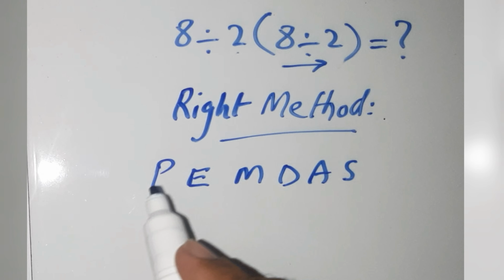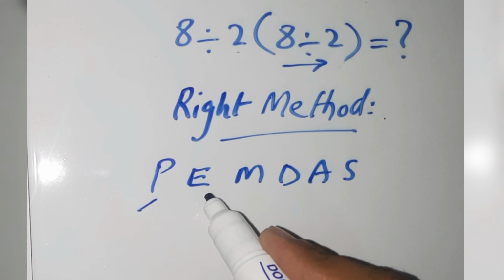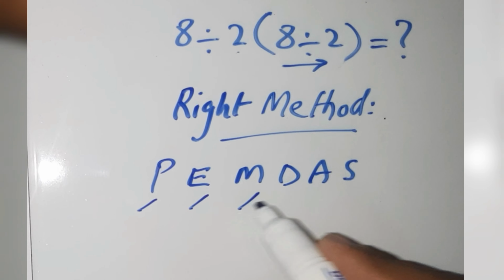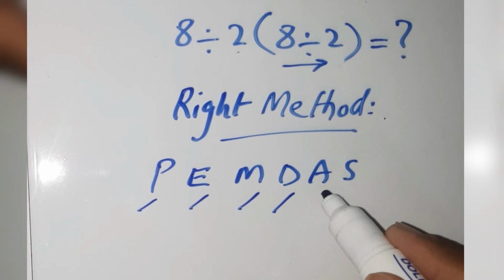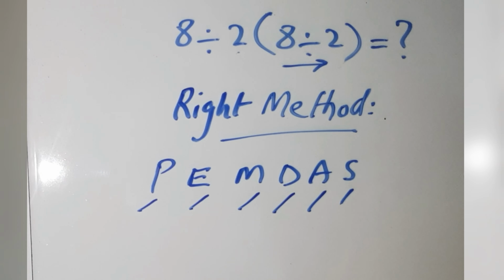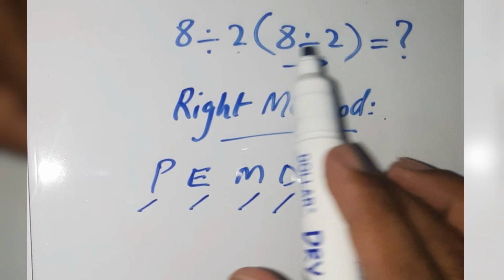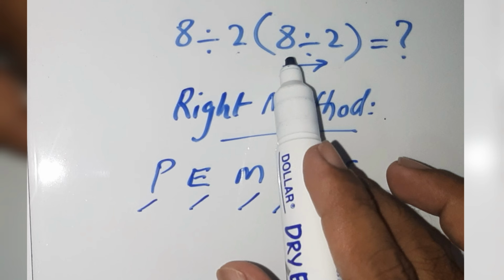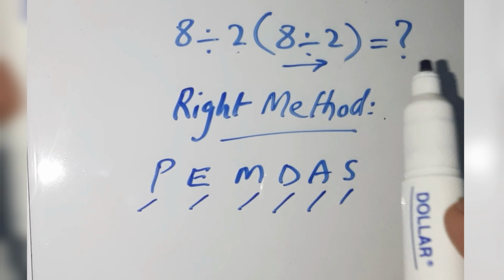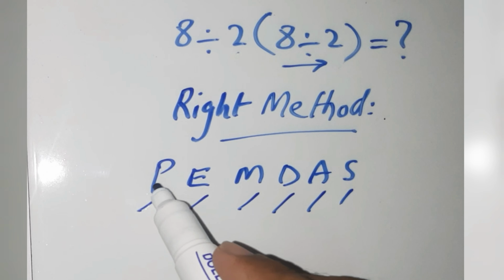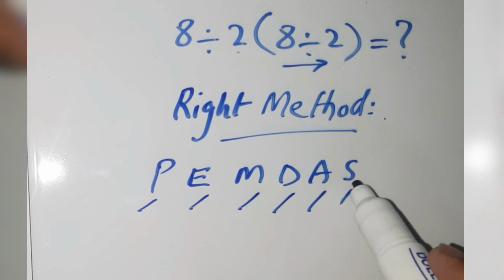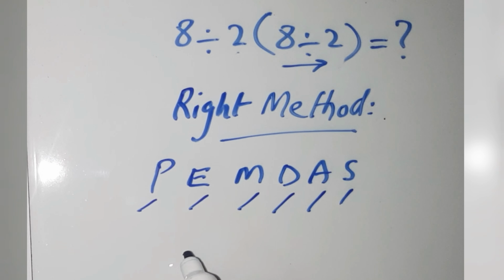PEMDAS. In PEMDAS, P for parenthesis, E for exponent, M for multiplication, D for division, A for addition and S for subtraction. Here in this expression, there is parenthesis, multiplication and division. We know that parenthesis has higher priority than the other operations. So first we do the parenthesis, 8 divide 2 times 4.